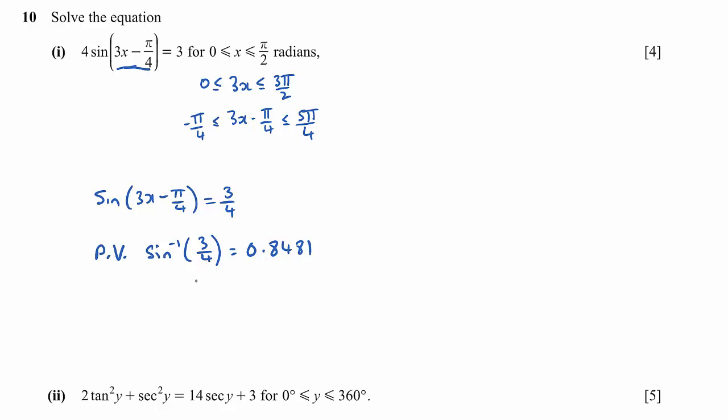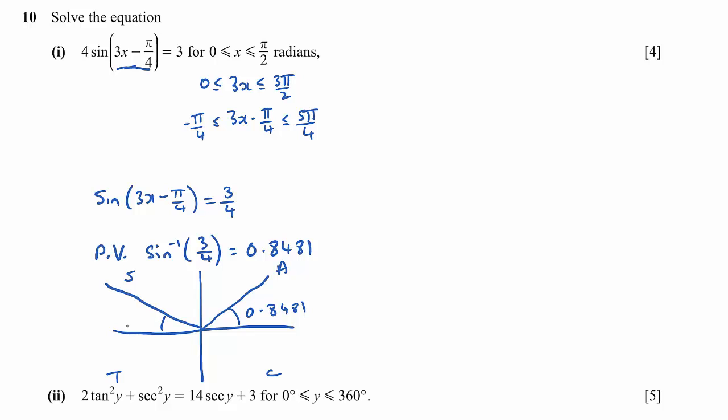Okay, so that gets us started on our CAST diagram. ASTC, so 0.8481 here. It's a sine and it's positive, so the other one would be over here, 0.8481. And so we're looking from negative pi by 4 through to 5 pi by 4, which is there. So we're going to pick up two solutions when we go between those two.